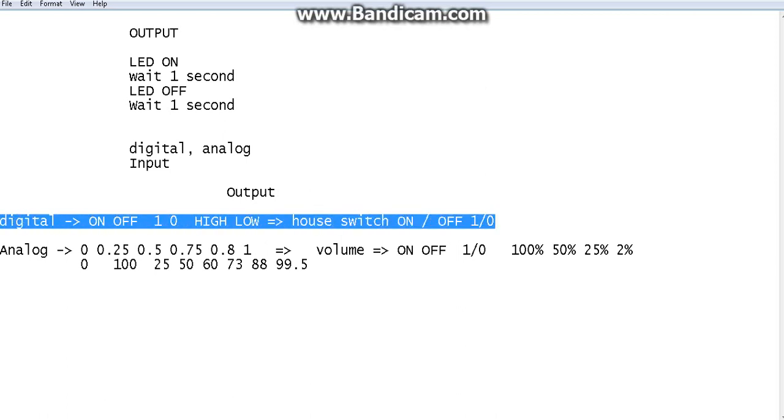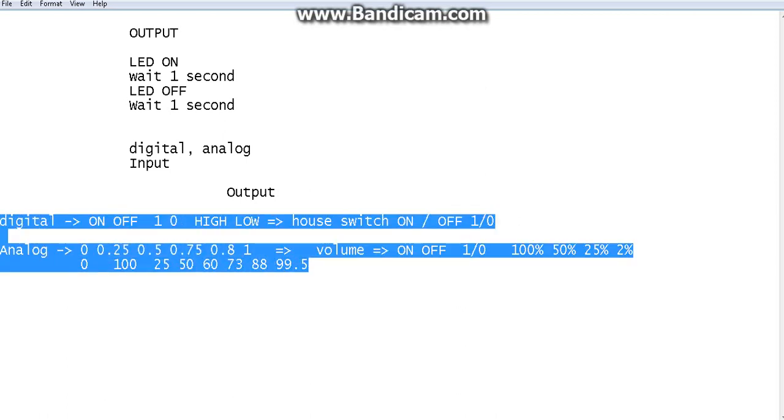Digital and analog, right? So this difference is going to play an important role in our coding. We will see it in the next video, guys.